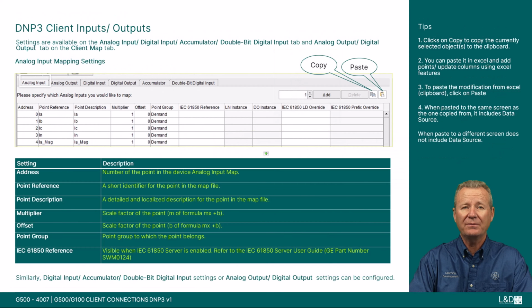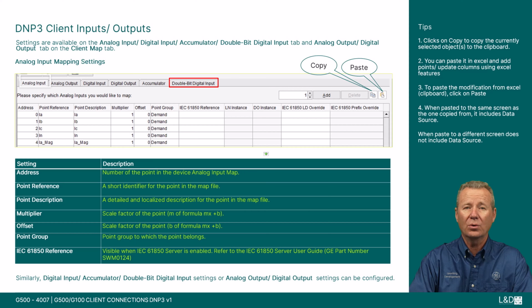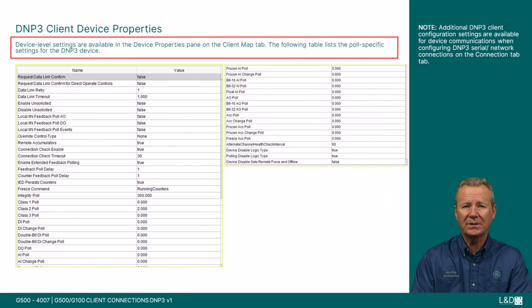The DMP3 client map defines how the MCP is configured to pull data from the DMP3 devices. The MCP supports the following configurable DMP3 data types. Analog inputs, measured or computed values by the device. Analog outputs, physical or computed analog quantities. Digital inputs, states of physical or logical Boolean devices. Double-bit digital inputs, double-bit states of physical or logical Boolean devices. Digital outputs, physical or logical on-off, raise, lower, and trip close points. Accumulators, counter values. Device level settings are available in the Device Properties pane on the Client Map tab.